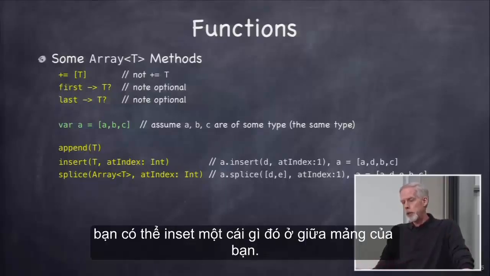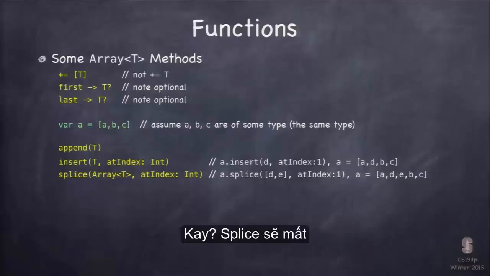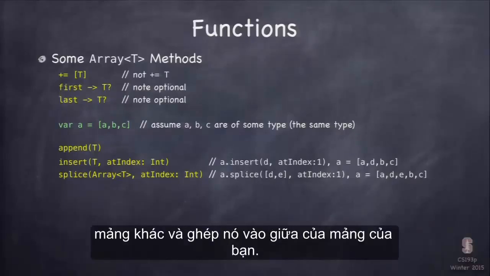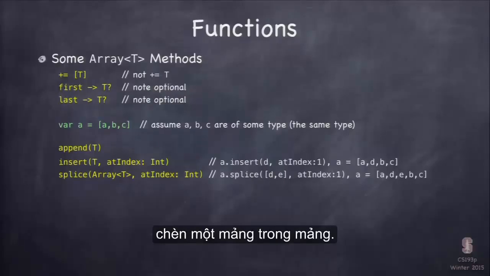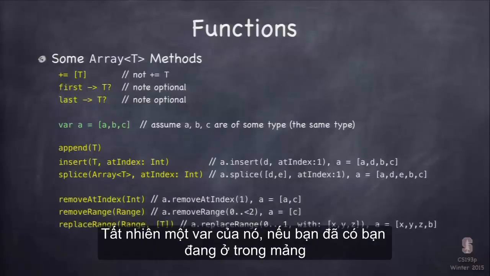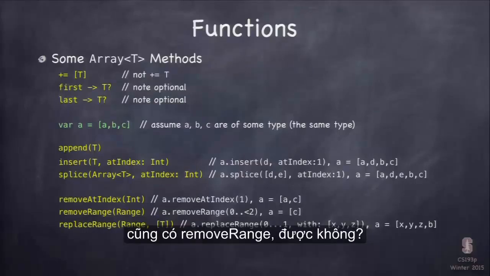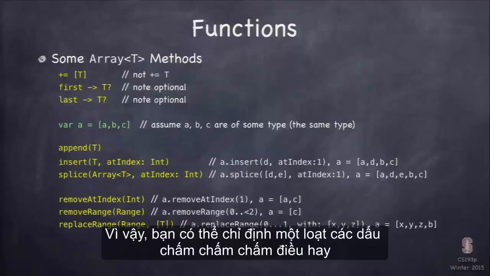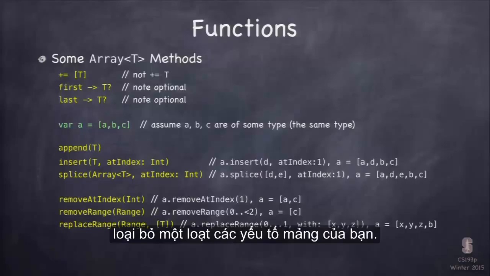There's also insert, so you can insert something in the middle of your array. You just specify what index. There's also splice. Okay, splice will take another array and splice it into the middle of your array. So that can sometimes be valuable. It's otherwise just like insert. It's just like inserting another array inside the array. There's also remove at index, of course, if it's a var. If you've got your array in a var, you can do remove at index. There's also remove range. Okay, so you can specify a range with the ... thing or the ..< thing and remove a range of your array elements.